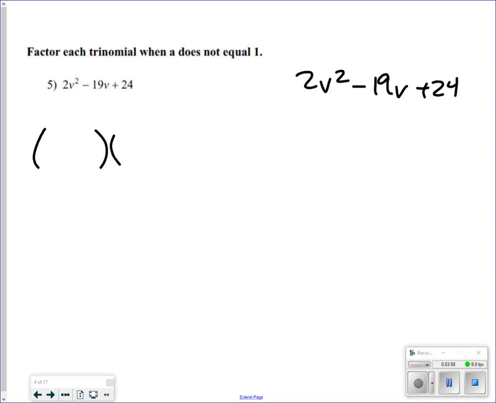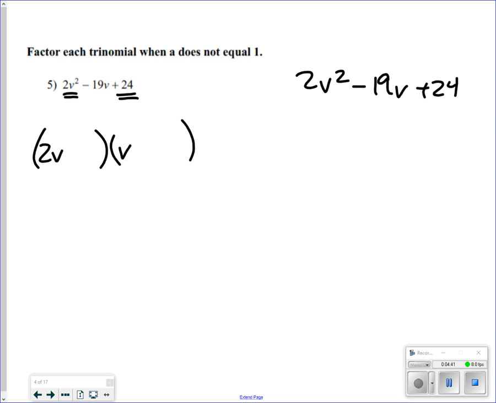Guess and check. I'm trying to think of two things that'll multiply to be 2v. So whatever the first term is of the trinomial, I want to split that up into two things that multiply to be 2v. And so if it's a prime number like 2, then it's 2v and 1v. So again, two things that'll multiply to be 2v squared. Now comes probably the hard part. I need two things that'll multiply to be 24. But remember, there's a lot of different possibilities here. 1 and 24, 2 and 12, 3 and 8, 4 and 6. So there's options here as I go through this.